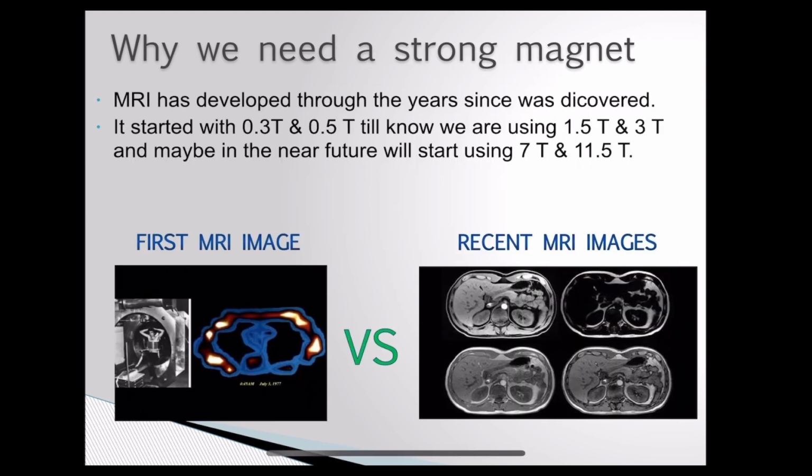It started with 0.3 Tesla and 0.5 Tesla. Till now we are using 1.5 Tesla and 3 Tesla. And maybe in the near future we will start using 7 Tesla and 11.5 Tesla. There is an example and comparison with the first image obtained in 1977. It was only a contrast image. There were no anatomy details, whereas now we are getting more details and more contrast.